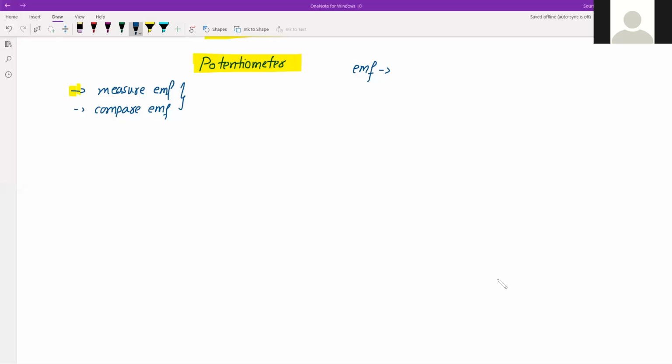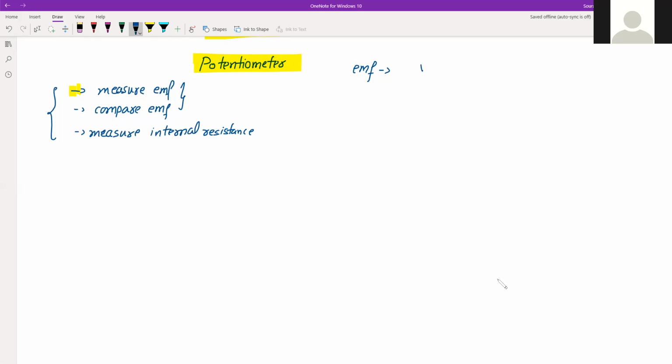Yes, so potentiometer will be used to measure EMF of a cell, and sometimes it will be used to compare EMF of two different cells, and it is also used to measure internal resistance of a given cell. So these are the three use cases of potentiometer.